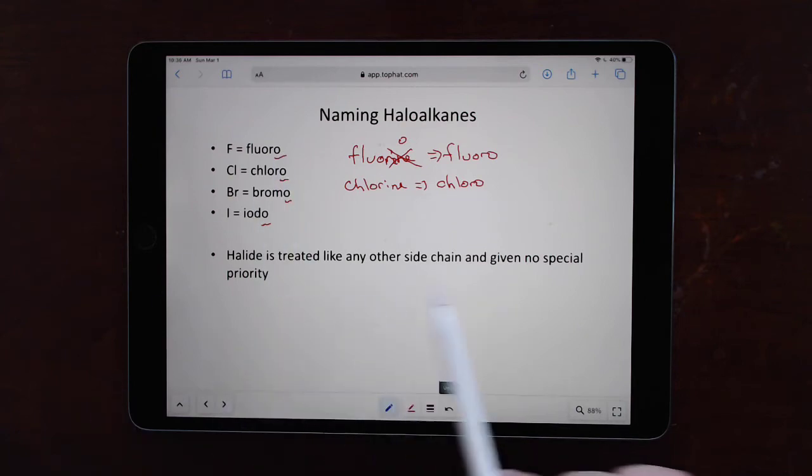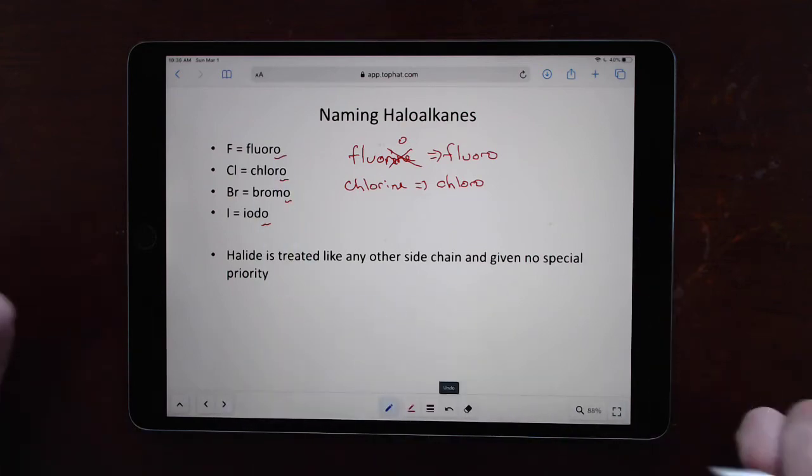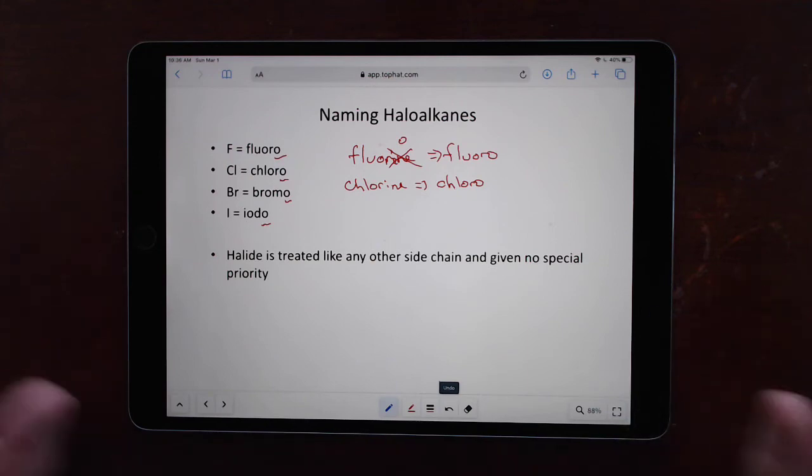Okay, and we'll talk a little bit more about priority groups, stuff like that. They're listed like every other side chain. They're not given any sort of priority. So they're treated just like a methyl group, ethyl, whatever. It's just they're going to have a slightly different name.